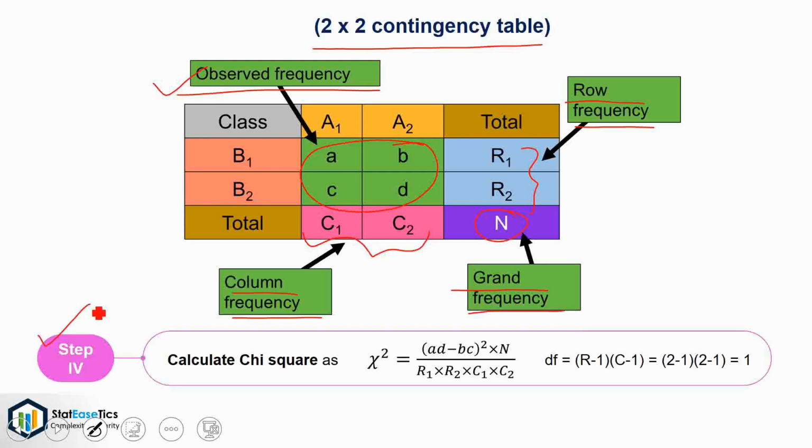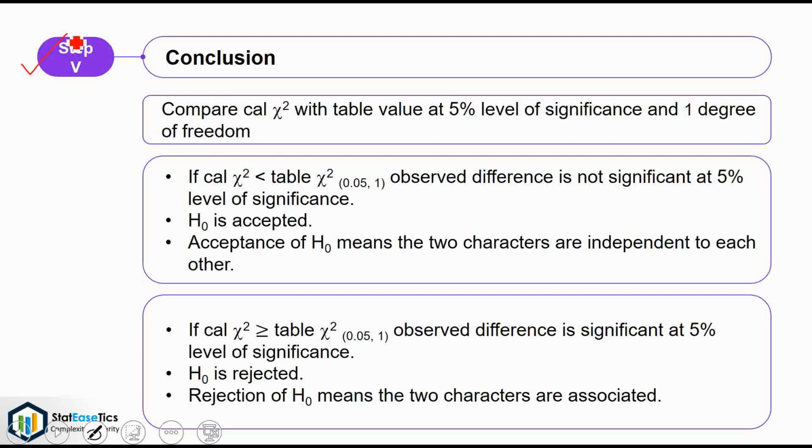Step 4 is to calculate chi-square, as chi-square is equal to (ad minus bc) square into capital N divided by R1 into R2 into C1 into C2, and degrees of freedom will be (R minus 1) into (C minus 1), which is equal to (2 minus 1) into (2 minus 1), that is 1. You can put the variables in the given formula from the given table. Step 5 is conclusion. Compare calculated chi-square with table value at 5% level of significance and 1 degree of freedom.